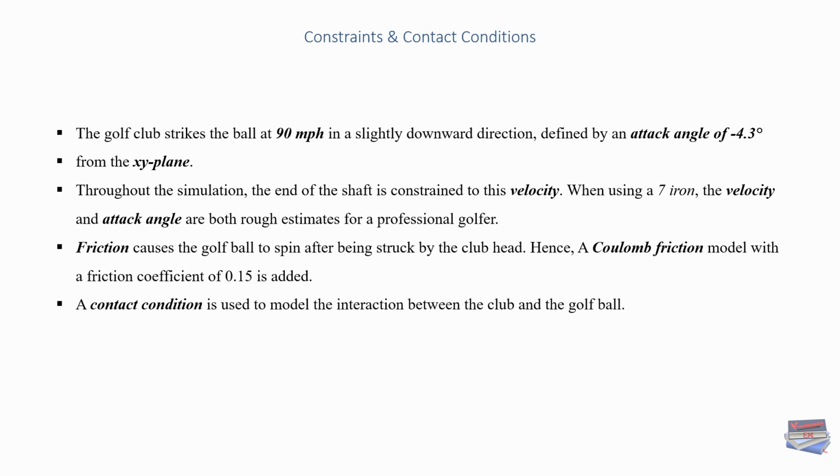And we'll take note that the golfer hits the ball at 90 miles per hour. And also we have to consider friction, because friction is what causes the ball to spin after being hit. And because of this, we'll use a Coulomb friction model. And of course, we need a contact condition, because we are focusing on when the ball and the club come into contact with each other.